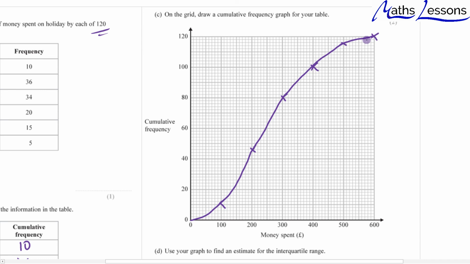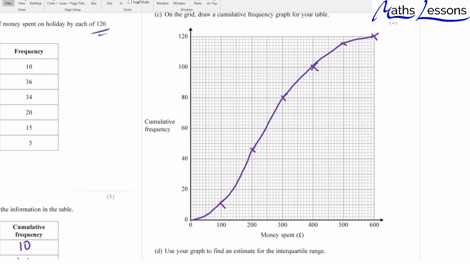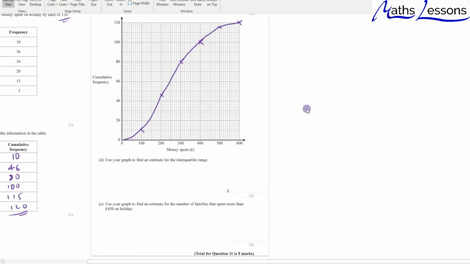Right, so I've now got myself a graph. Zoom out again. Question: use your graph to find an estimate of the interquartile range. Now remember, the clue is in the title, quarters. And it's always a frequency we're looking at. So we want to go to the quarters.